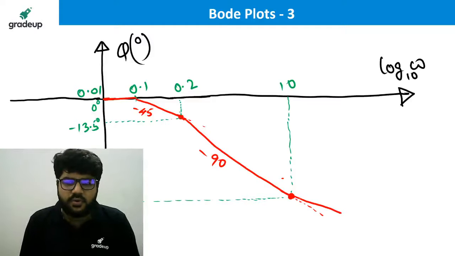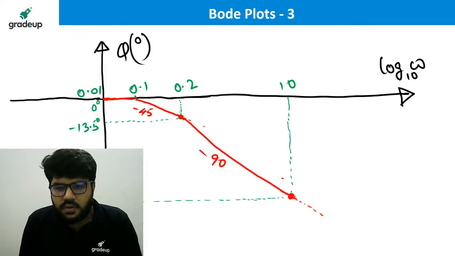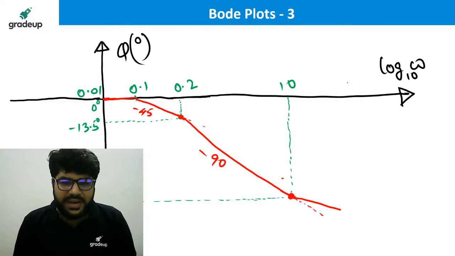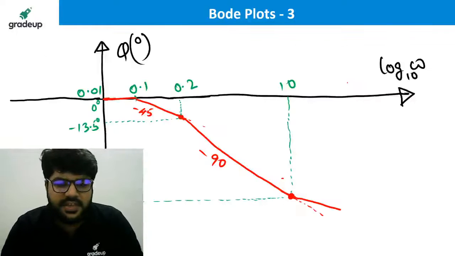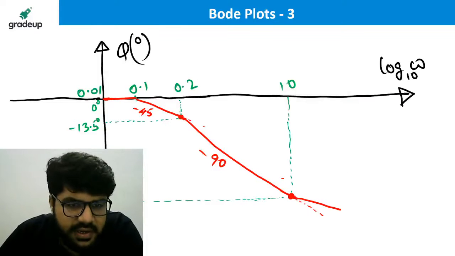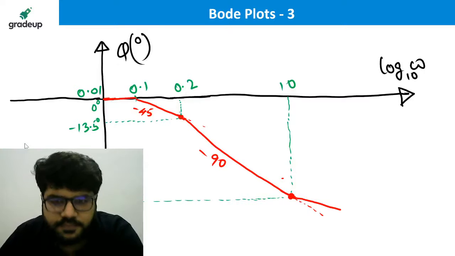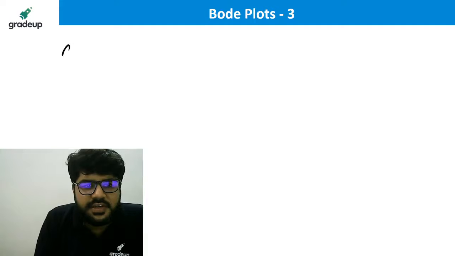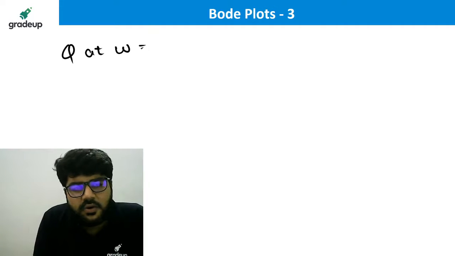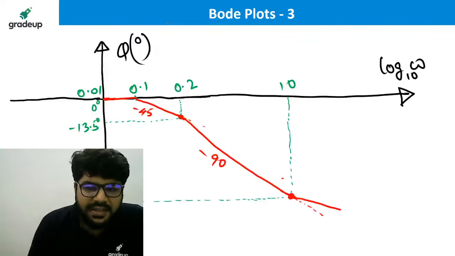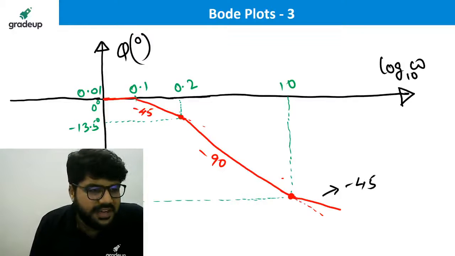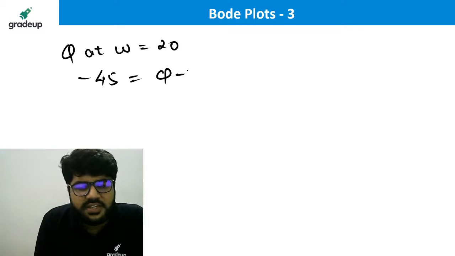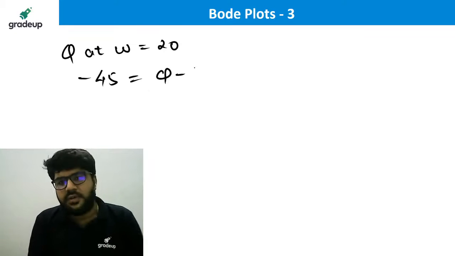And this will continue to the next slope change point, that is 20. So what is the phase at 20? That also I need to calculate. What is the slope at 20, and what is the phase at 20, at omega equal to 20? The new line that is coming will now have a slope of minus 45 again. So minus 45 equal to phase minus, you will get what you expect.